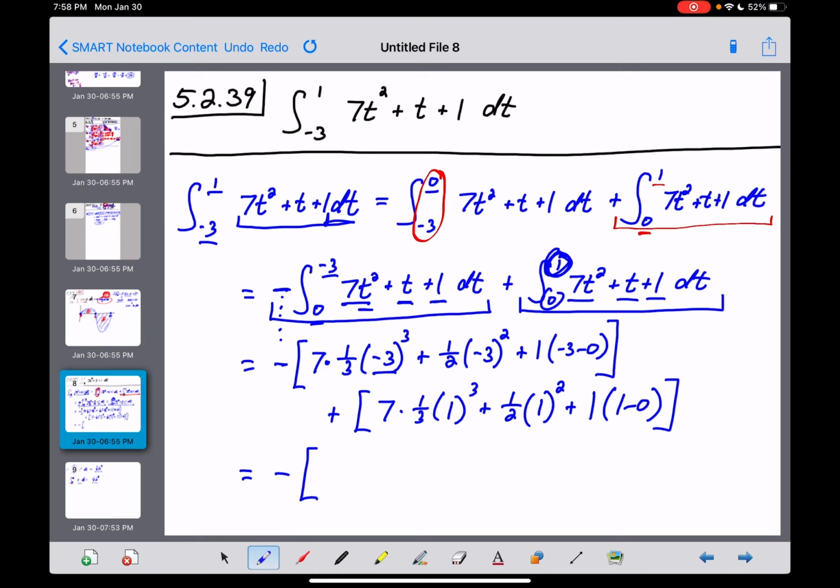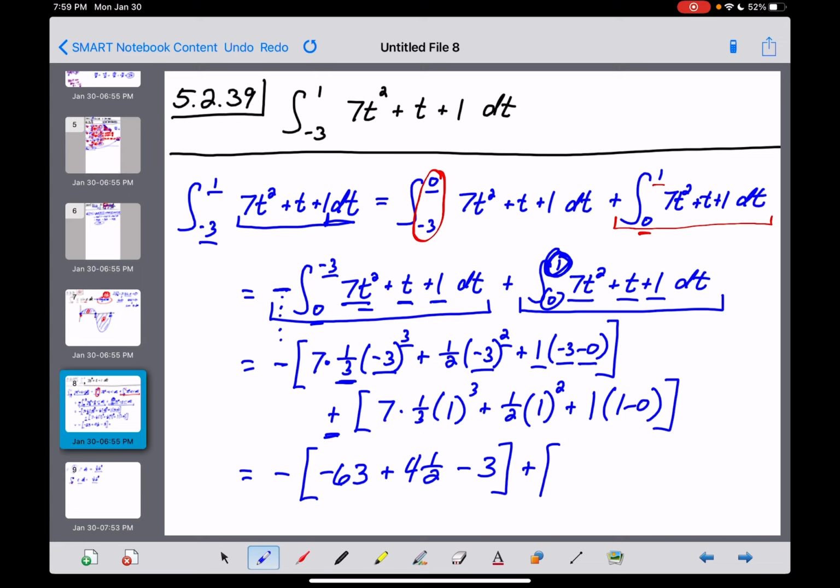Ugh. Negative 3 cubed is negative 27. Divided by 3 is a negative 9, times 7 is a negative 63. Ugh. Next, negative 3 squared is 9. Half of that would be 4.5. So I'm going to go plus, I'll just leave that 4.5. There we go. And lastly, negative 3 minus 0 is negative 3 times 1. That's a minus 3 there. That is not all that pretty. But keep going. I'm right here now.